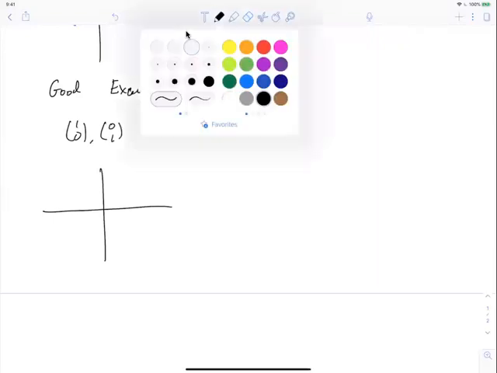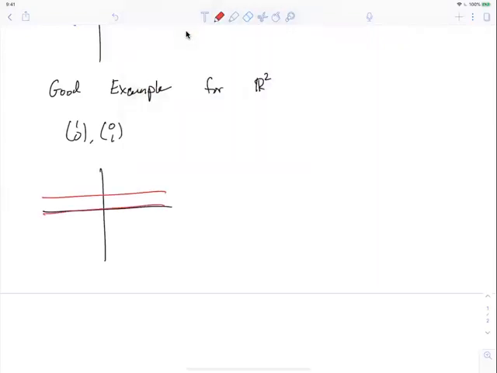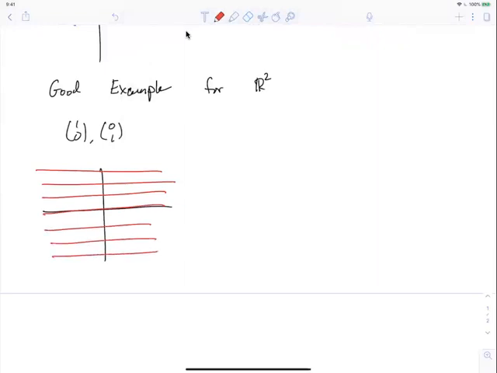So let's do some good examples. One takeaway from this is that what a basis should do is form a grid for that vector space. So good examples for R2: you might have (1, 0) and (0, 1). That's going to form a nice little grid that you're used to. So that's going to form the grid like this. You can either move in the x direction or purely in the y direction.